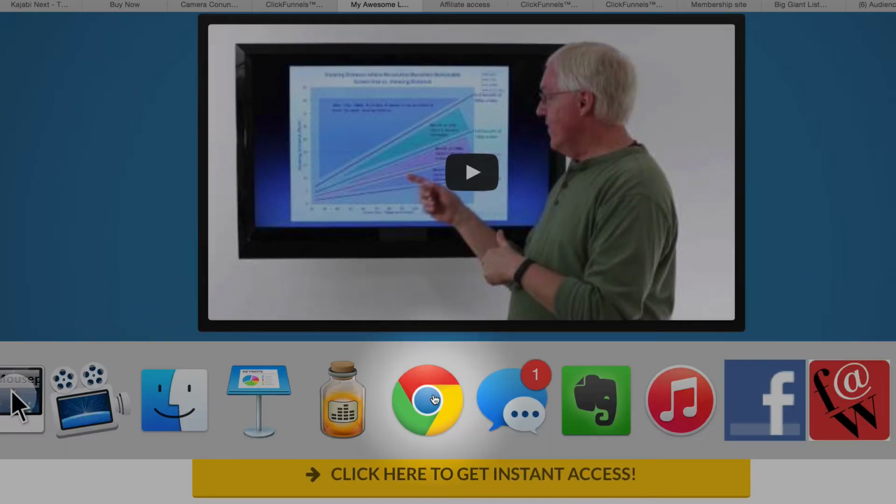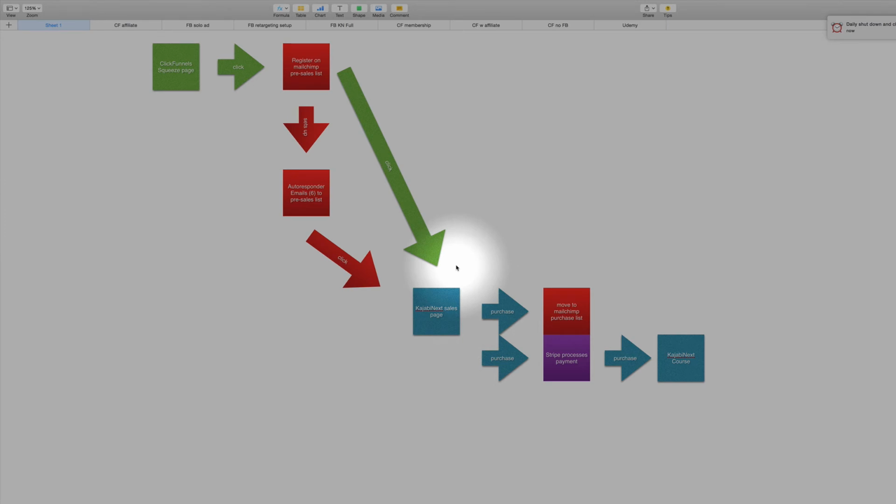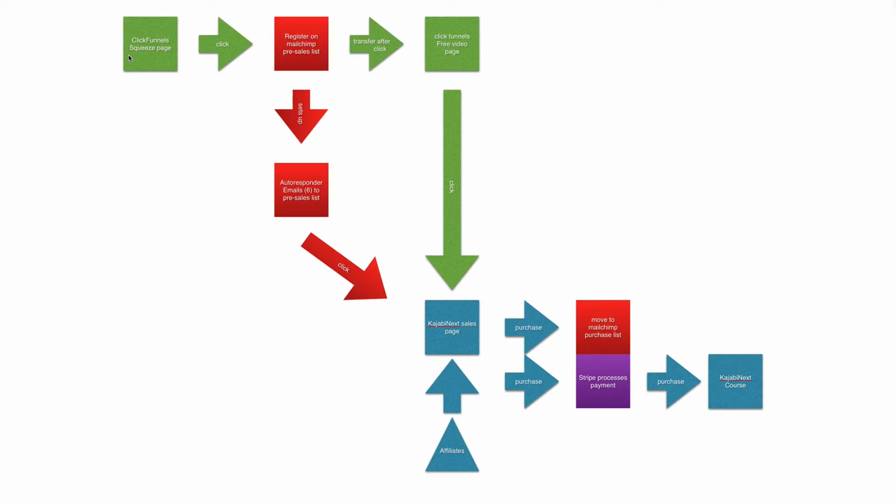So what does that process look like? So here is the first process, and then this is the process with our new page added. So we've got our original squeeze page, registration, MailChimp, all that's still there. We transfer them on the initial click to that second page with the free video, and when they click the big yellow button, then it goes down to KajabiNext, where we process everything like we did before.